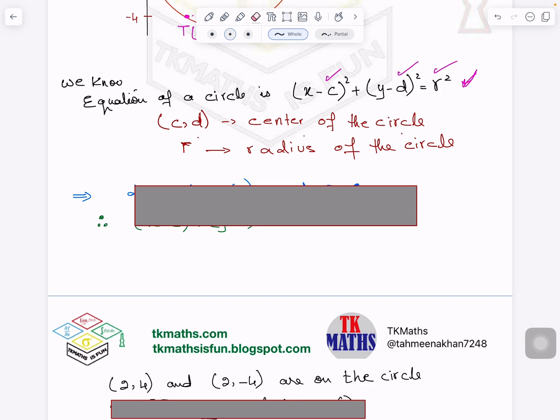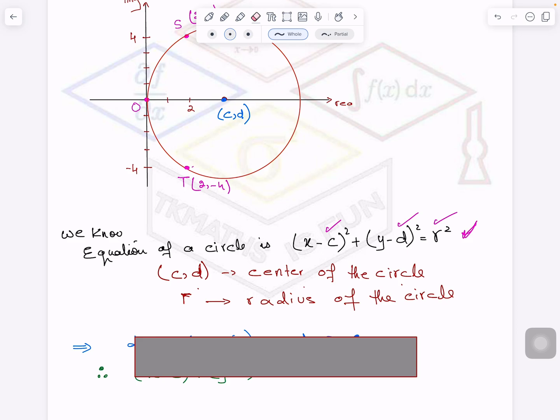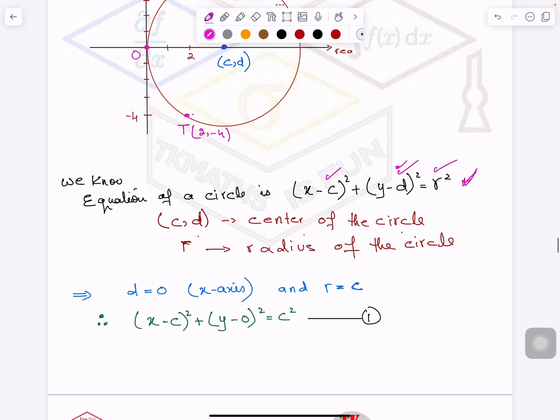Those who can understand, we have noticed a very important thing here. The center of the circle is on the x-axis. And on the x-axis, y is 0. So I can substitute D equals 0, because D is my y coordinate. So D is equal to 0 because the center is on the x-axis, and R will be equal to this x coordinate. Yes or no?